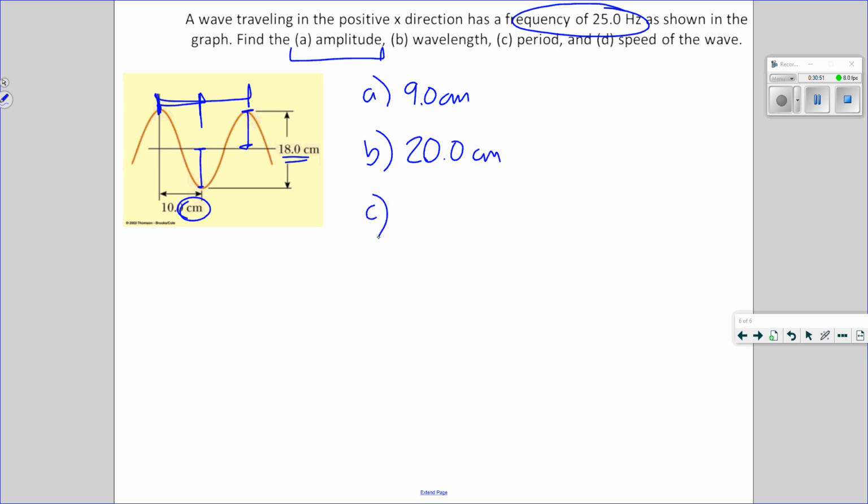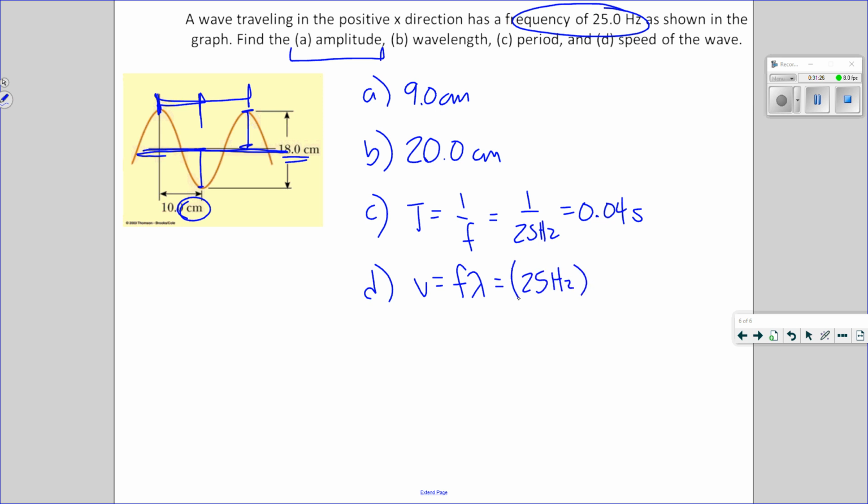The period. Well, we can't read period off the graph because this is not an amount of time. It's an amount of distance. But we do know the frequency. So therefore, we can say that period is 1 over frequency, 1 over 25 hertz. That's 0.04 seconds. And the speed of the wave, you're almost always going to do that for wave speed. f is 25 hertz. Lambda is 20 centimeters. I'm going to turn that into 0.2 meters. So this wave speed is 5.0 meters per second.